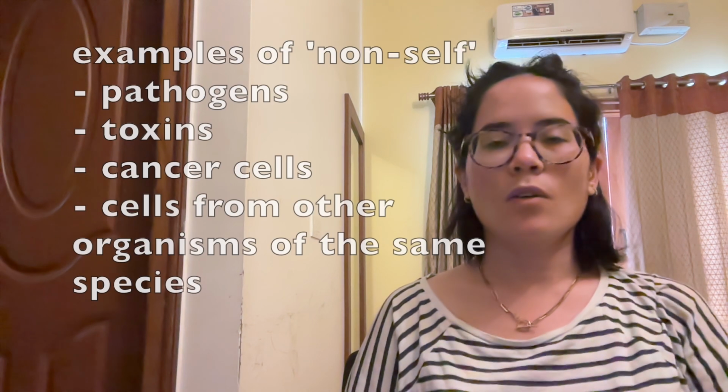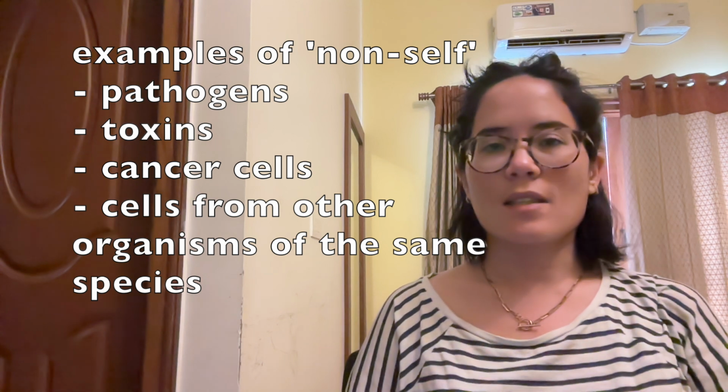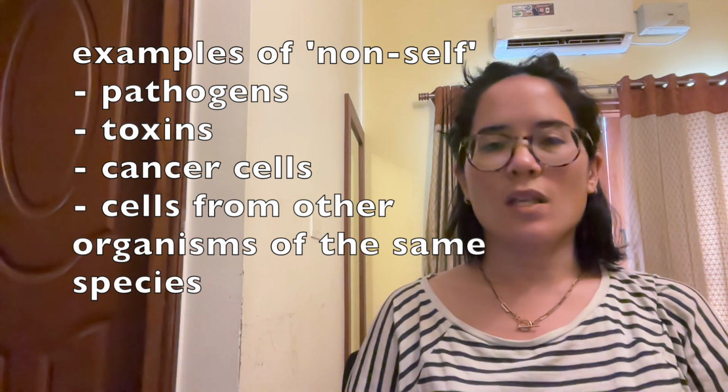So what else do we consider as being non-self? So as I've already said, pathogens, also toxins, cancer cells, and cells from other organisms of the same species. We have several different defense systems that work to attack pathogens. The first one is the non-specific defense system.